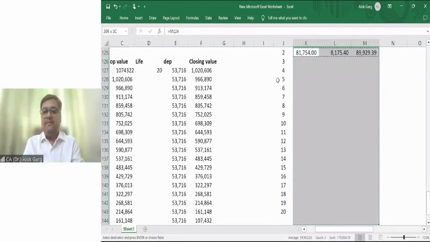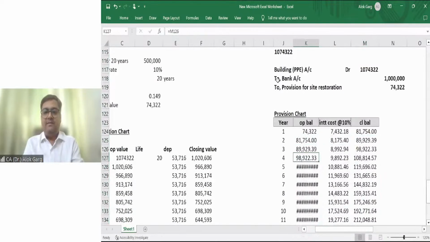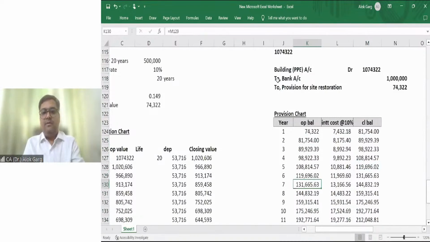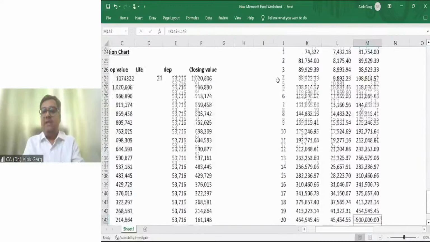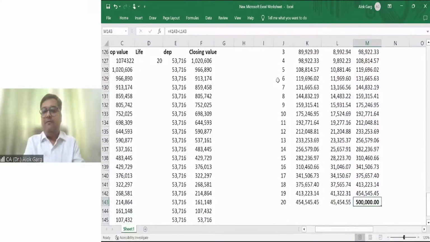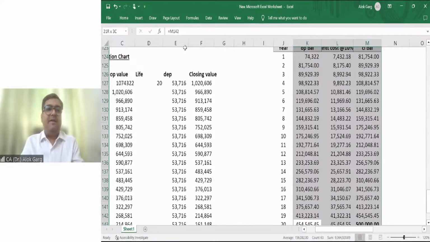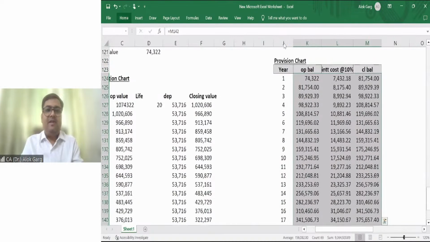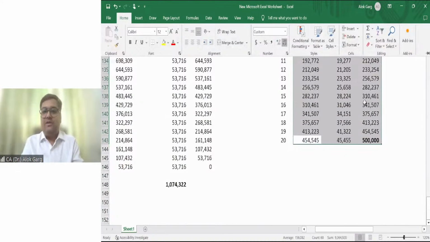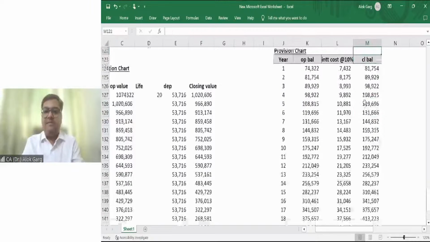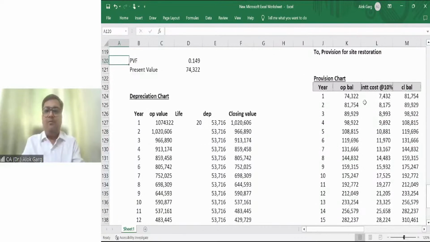And you can see that at the end of the 20th year, it becomes 5 lakh rupees. This is what you have estimated at the beginning, when you constructed this building. You estimated this 5 lakh. This is how this provision chart and depreciation chart will work.